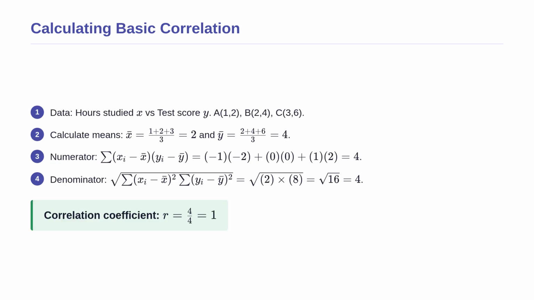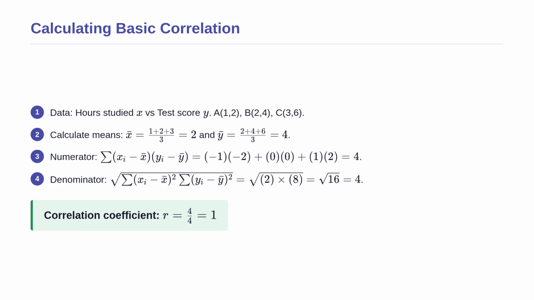With the formula broken down, let us see it in action with a concrete example. Suppose we want to find the correlation between hours studied, X, and test scores, Y, for 3 students. First, we calculate the averages, finding a mean of 2 hours studied and a mean score of 4. Next, we find the numerator by multiplying how far each student deviates from these averages, which sums to 4.